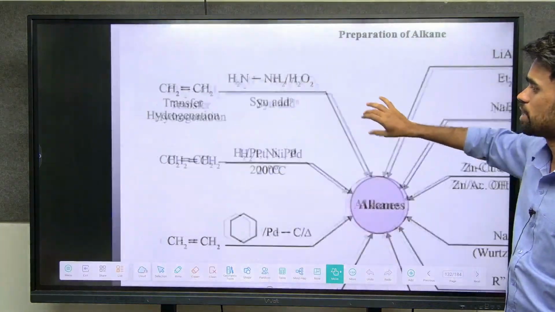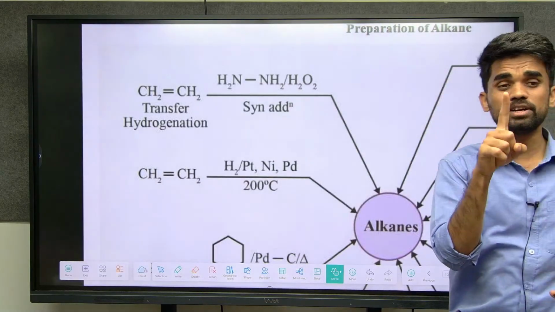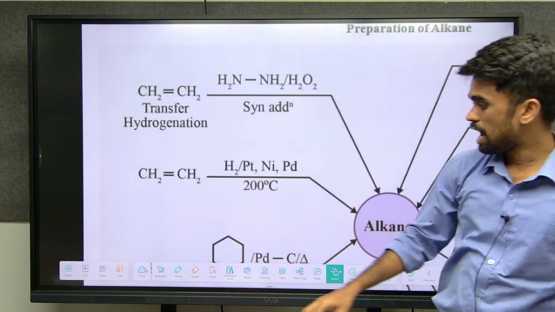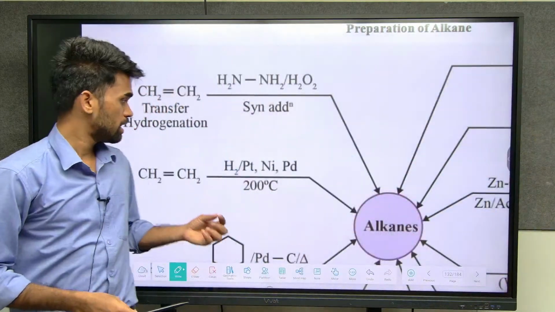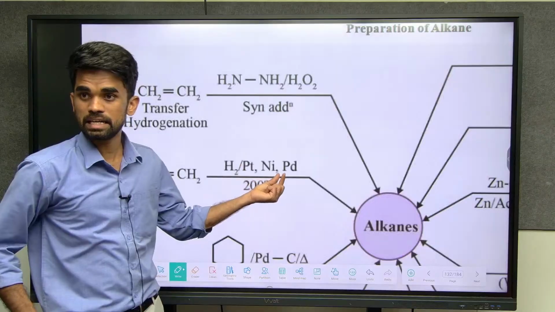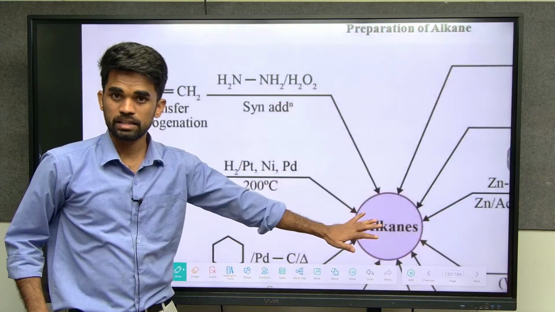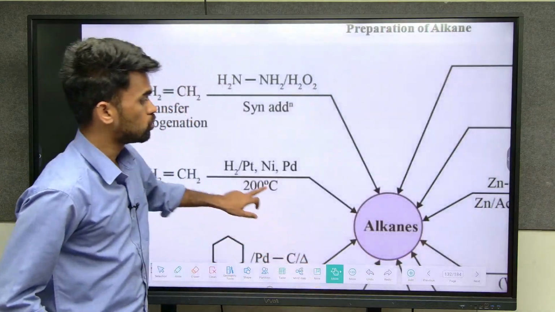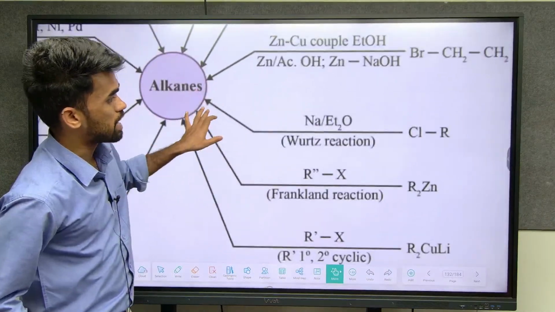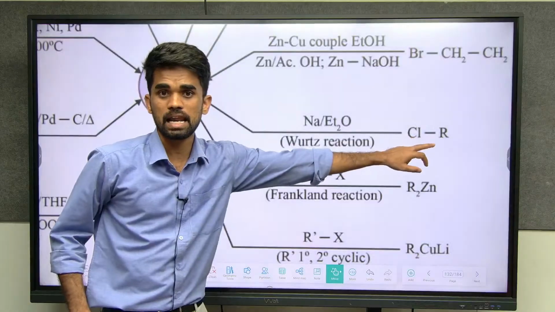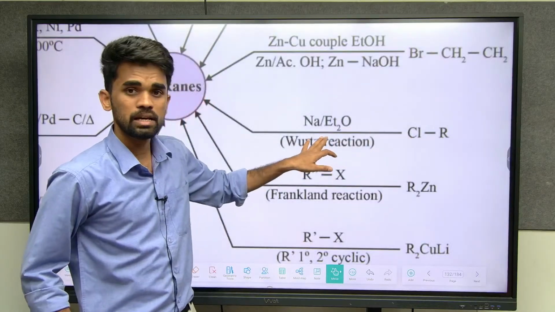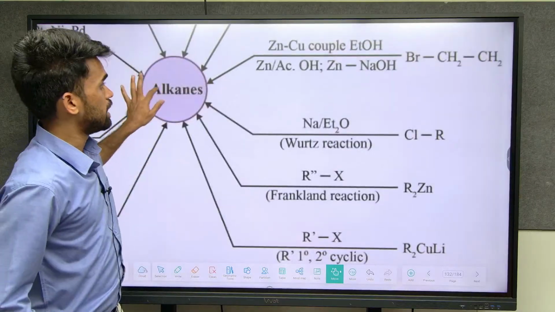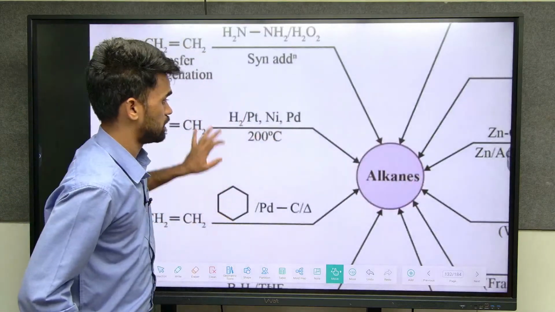Okay, look at this. What is the first method I told you? Hydrogenation. Alkenes and alkynes adding H2 in presence of a metal catalyst give you the final alkane. This is the first one. Next one, what did I tell you? Wurtz reaction. So Wurtz reaction means what? Alkyl halides with sodium metal in dry ether condition give you alkane. This is also fine.